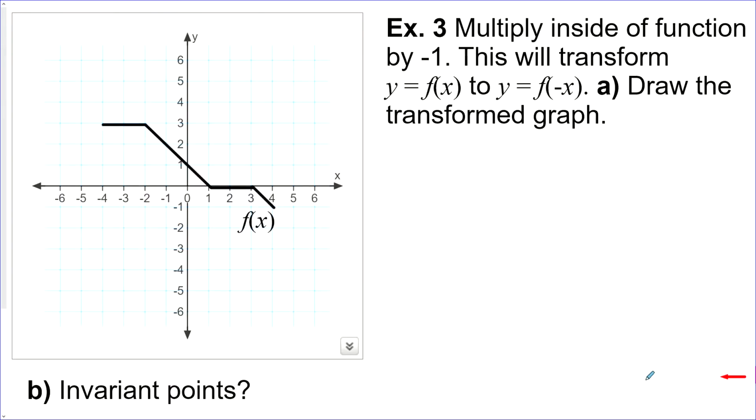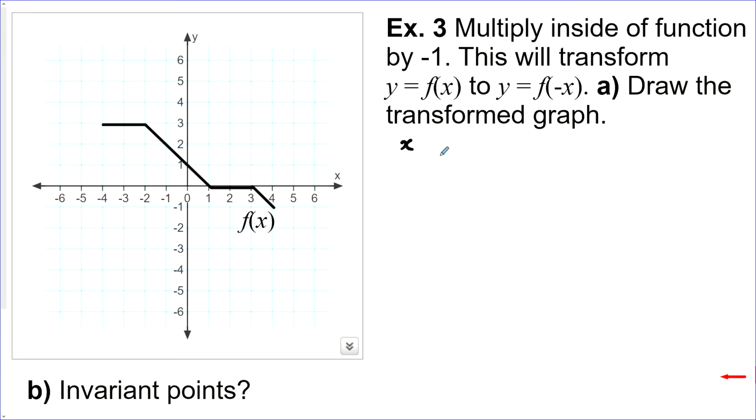Now we want to multiply the inside of the function by -1. Now if we're working inside the function, we're changing the x values. Let's see what will happen. This is f of x here, and I thought maybe it would be good if we made a table of values for every point that we see there.